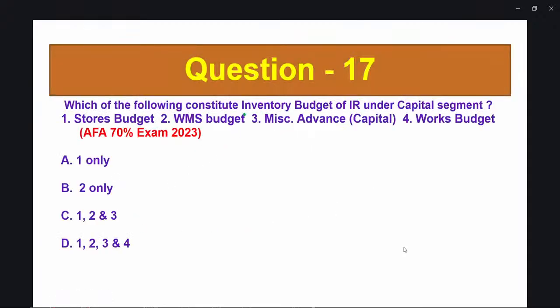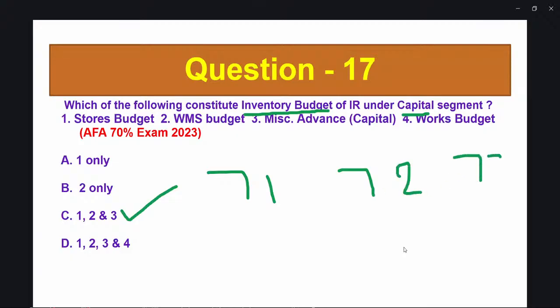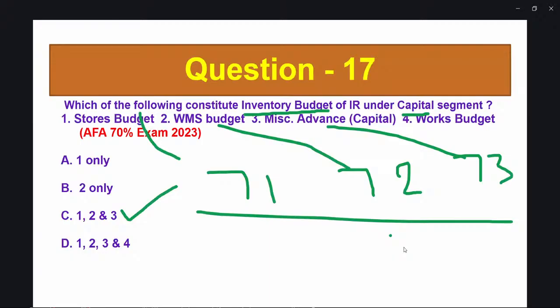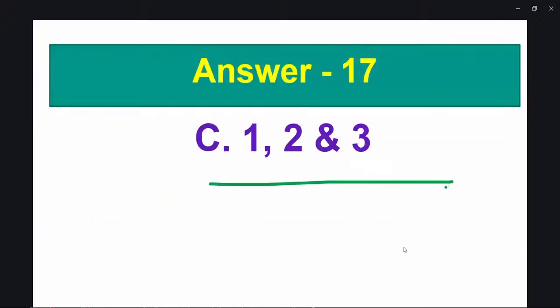Now, which of the following constitute inventory budget under the capital segment? This is AFA 2023. The options: stores, WMS, miscellaneous advance capital, works budget. 1 only, 2 only, 1 to 3, 1 to 4. Yes, this is correct: 1, 2, 3 is correct. That means 71 stores budget, 72 WMS budget, 73 MAC, miscellaneous advance capital. So all three are capital suspense heads. Okay, 1, 2, 3.